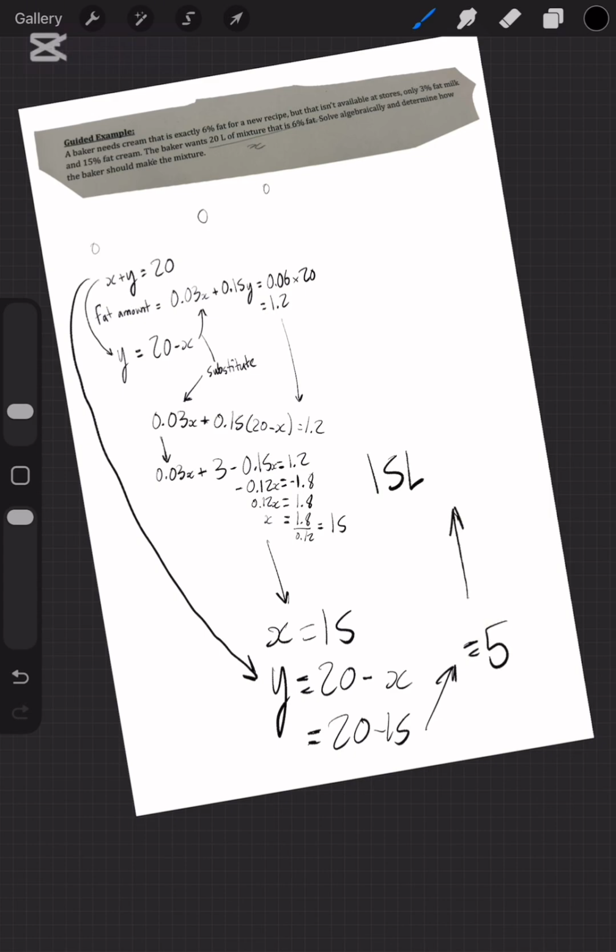So basically what this means is we have 15 liters of milk with 3% fat, and we have 5 liters of cream with the 15% fat. There we go.